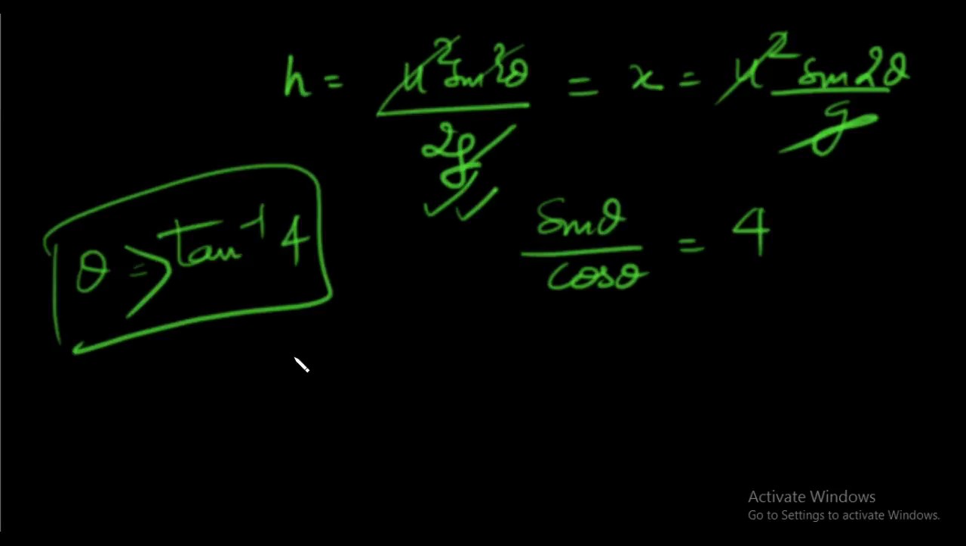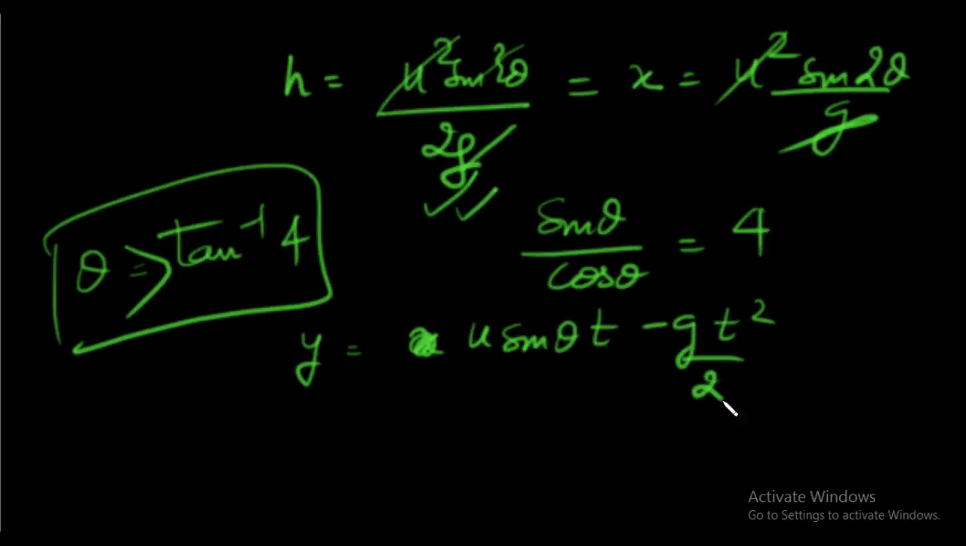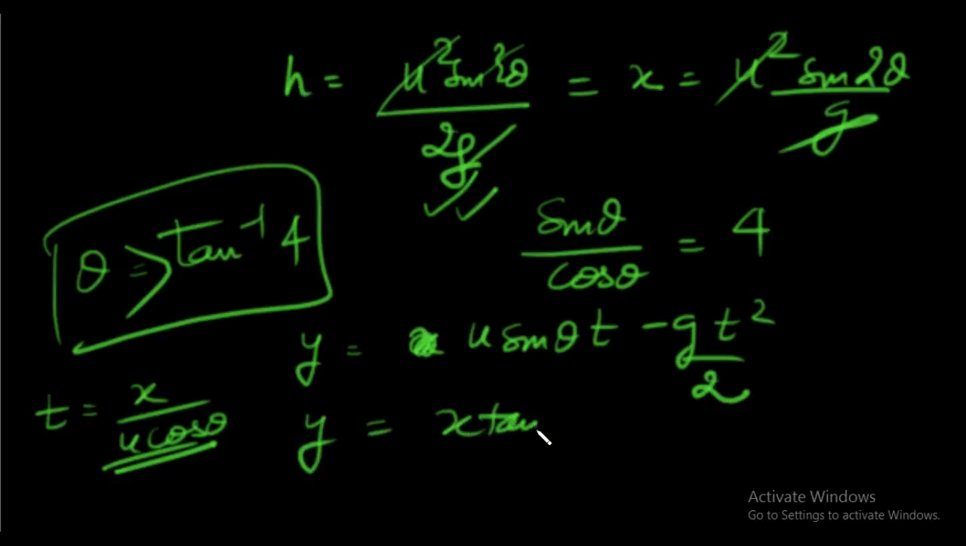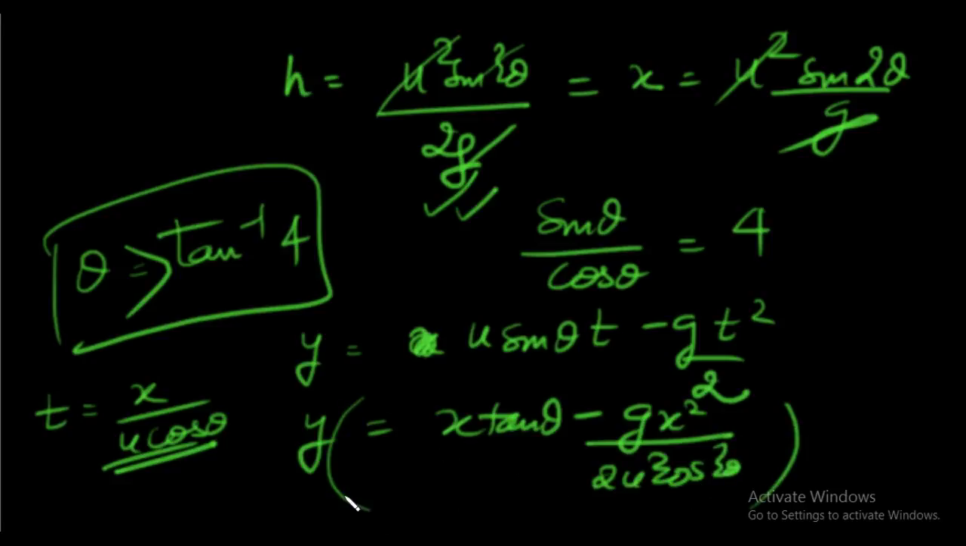Okay, so moving on, we have y equal to u sine theta t minus g t square by 2. We substitute the value of t, which was x divided by u cos theta. y would be equal to x tan theta minus g x square by 2 u square cos square theta. Okay, this is the value.